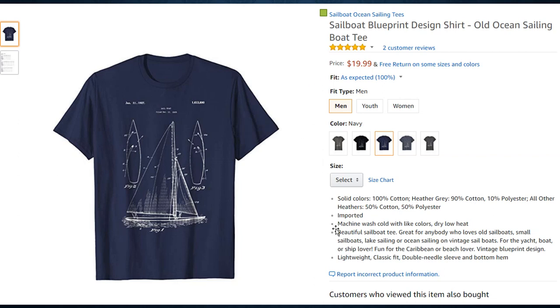And then they go into their bullet points, and they're talking about, as you can see here, beautiful. So they describe the sailboat tee again, and they're using different terminology, because sailboat shirt was used up here, and then sailing boat tee. So again, different combination of the same words. And then they're putting sentences together, but basically saying, great for anybody who loves old sailboats, small sailboats, lake sailing. So they're actually using a lot of this terminology because they want it to be picked up, and it is actually working.